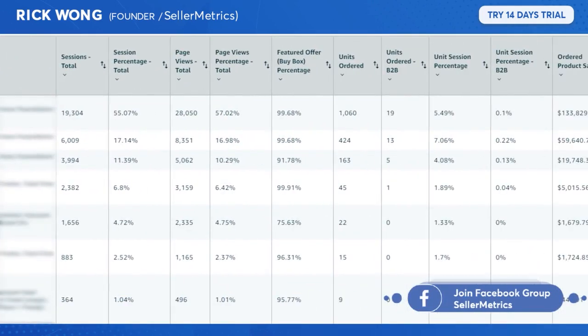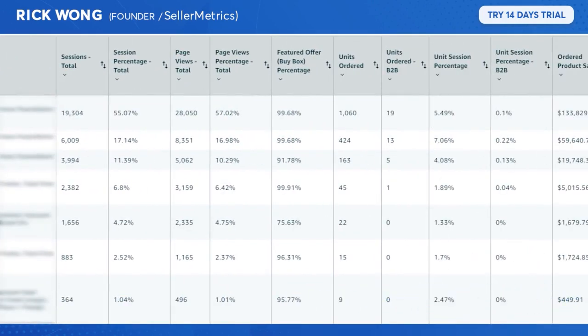A very important metric to keep an eye on is the unit session percentage, which is more or less your conversion rate on Amazon. How that's calculated is basically your total orders divided by your total sessions over here. And that is your conversion rate. Keep an eye on that, whether it's increasing or decreasing.